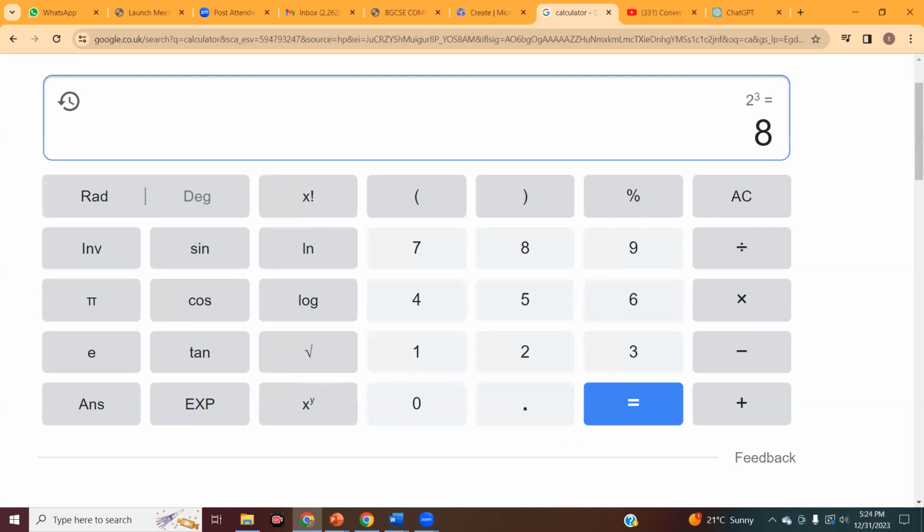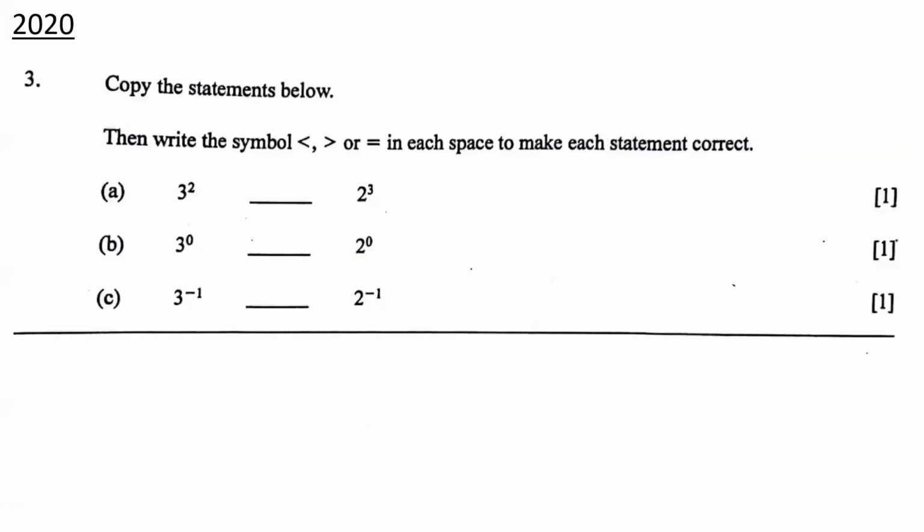So what does that mean? That means that 3 to the second power is equal to 9, and 2 to the third power is equal to 8. Let's make a note of that. We know that 9 is greater than 8, and so 3 squared is definitely greater than 2 to the third power. Next, we have 3 to the power of 0 and 2 to the power of 0.